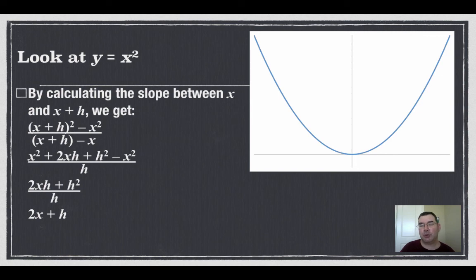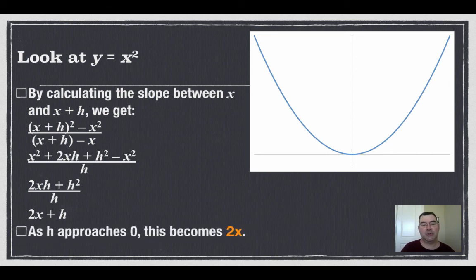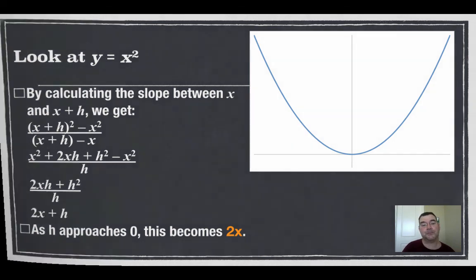Now remember what I'm doing with that h. I'm letting that h approach 0, because eventually I want there to be no distance at all between x and x plus h, meaning that h would have to equal or approach 0. And if I do that, this function will become 2x. So the derivative of y equals x squared is 2x. What that means is, wherever you are on the graph of y equals x squared, if you tell me what the x coordinate is, the slope of the tangent line is going to be double that.